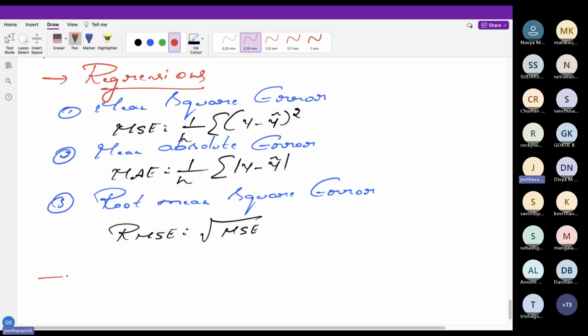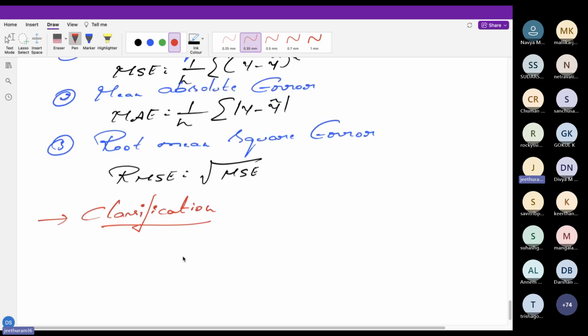So similarly, we have a loss function for a classification. In that we have two things. For classification, we have two things. For binary classification, which loss function we use, and for multi-classification, which loss function we use. Any idea? Loss functions associated with classification?